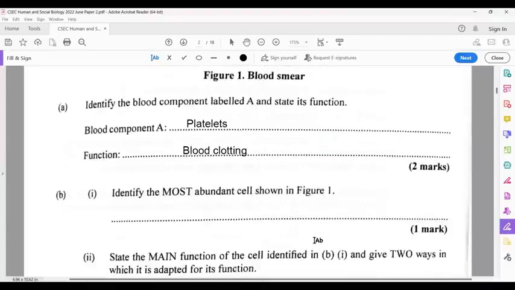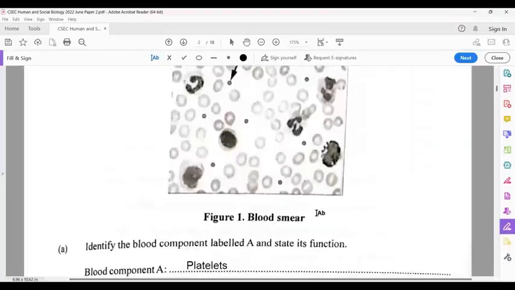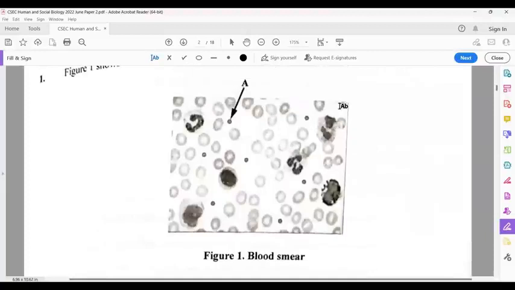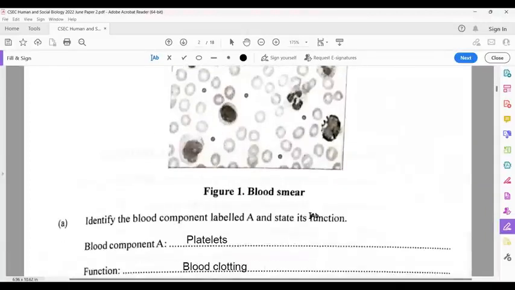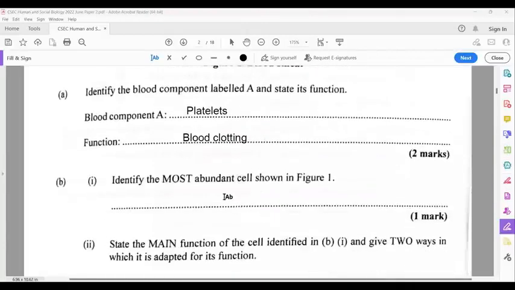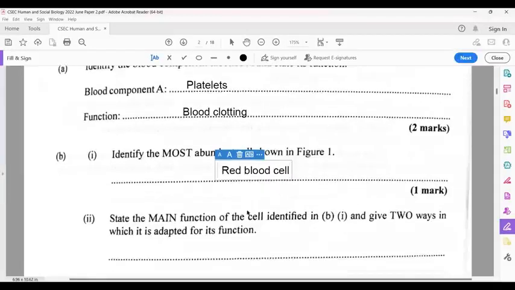Identify the most abundant cell shown in figure 1. Well, the most abundant cell, and if you do a simple count, you don't really need to count, it should be kind of obvious. Just looking at it, you will see it as red blood cells. So the most abundant cell is red blood cells. You don't need to write a sentence. They said identify, so just say the 3 words and move on.